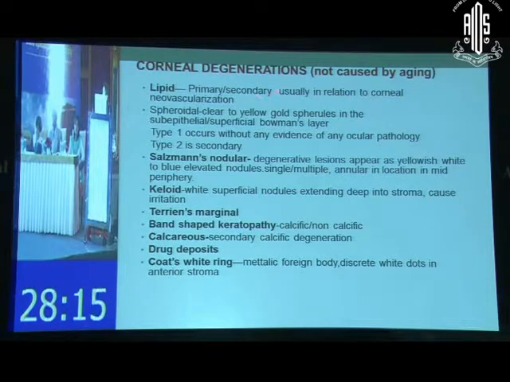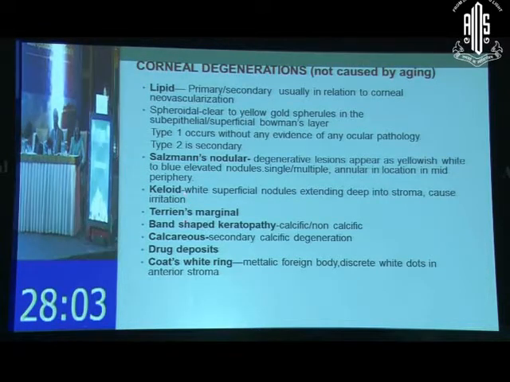Coming on to degenerations which are not caused by aging, they could be lipid, where it may be primary or secondary in relation to the corneal neovascularization. It may be Salzmann nodular, it could be keloid, Terrien's marginal, band-shaped keratopathy. They could be calcareous deposits, they could be drug deposits. Important to know all these things because the treatment for each is usually different.